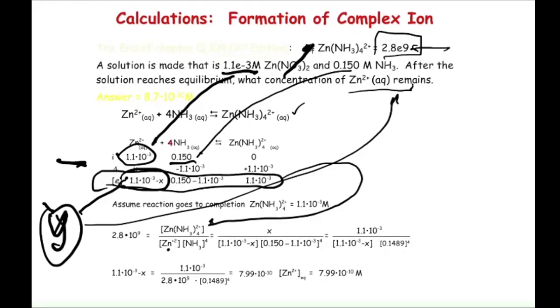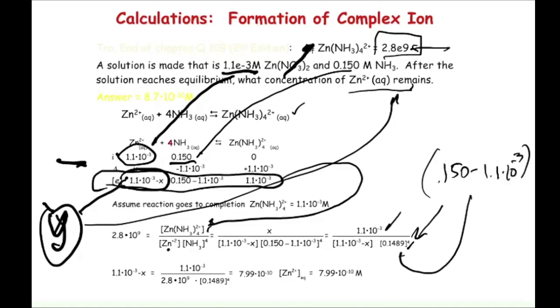So what I have here is, this is my products here. This is 0.150 minus 1.1 times 10 to the minus 3. That's that quantity right there. And notice I put it to the 4th. And this quantity right here, I can just name that y. Okay, I can just name that y. It's generally 1.1 times 10 to the minus 3 minus x. How much of that is removed? And it's not zero, in order for this mass action expression to be obeyed. So we have this math problem right here.